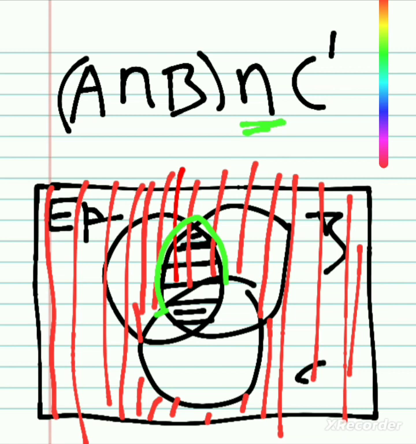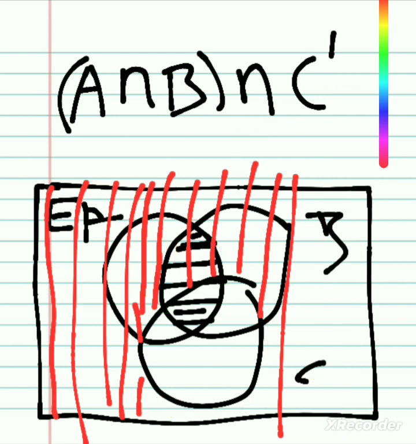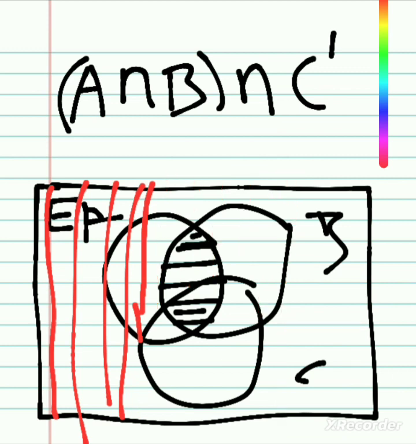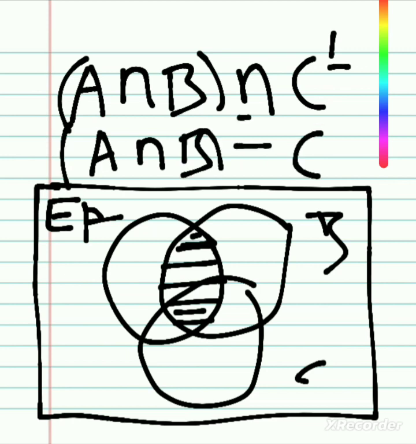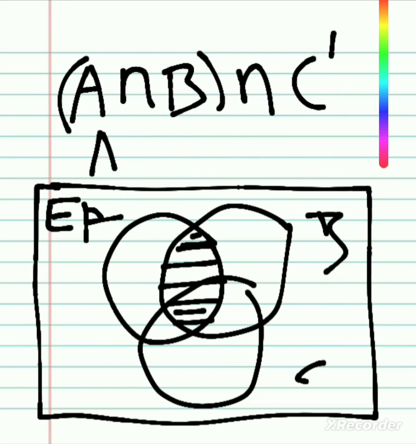If we use method 2, we know how simple method 2 is. Method 2 says if we have such a case, A intersect B, intersect and complement becomes minus C, meaning that we shade everything in A intersect B apart from the part that is in C, since we're removing C from A intersect B.